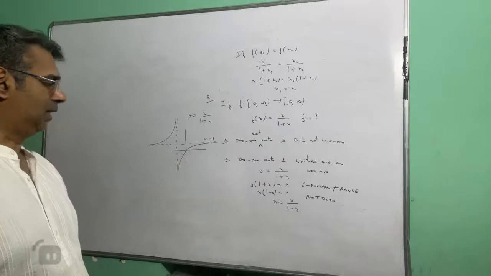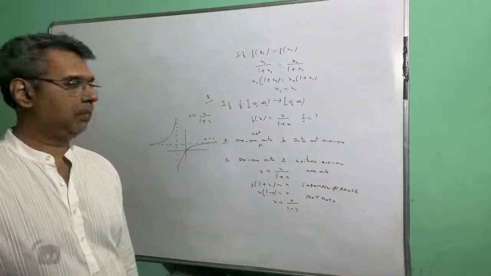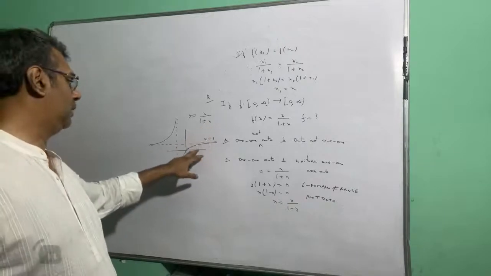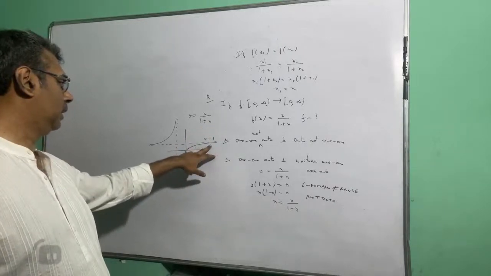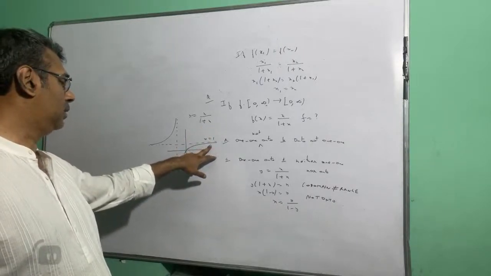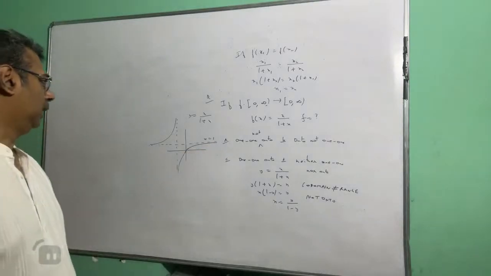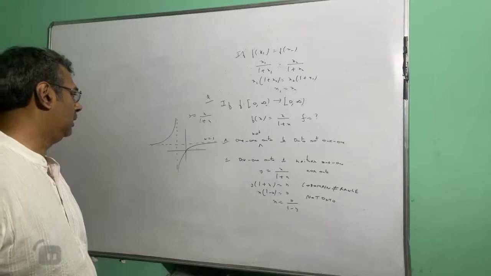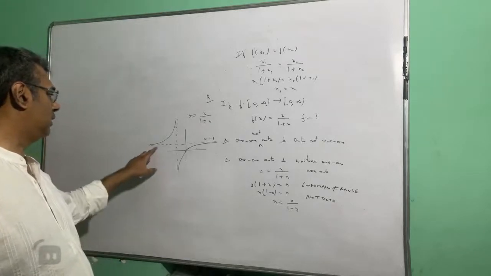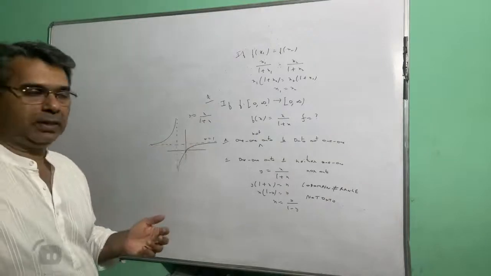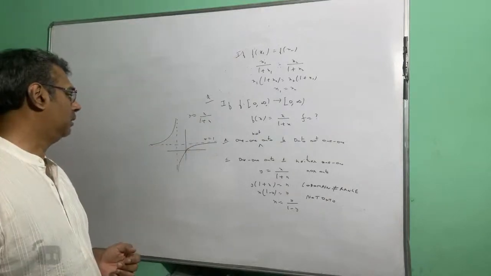Now there is a thing called asymptote. If x tends to infinity, then you will find that y tends to 1, right? And if x tends to minus infinity also, y tends to 1. And when x is higher than minus 1, right?